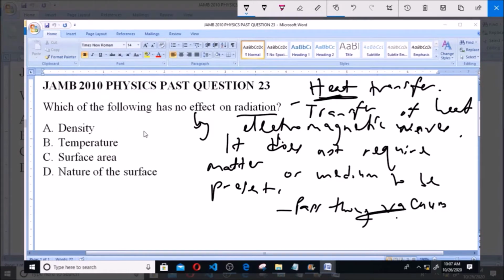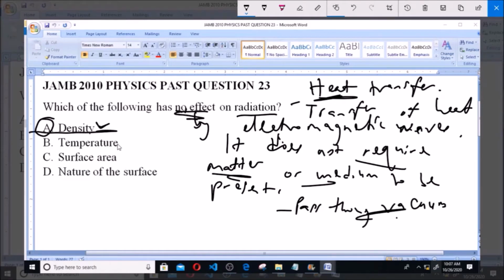Now it asks which of the following options does not have any effect on radiation. Option A says density. Density has no effect on radiation because, like we said, radiation does not require any material medium to be present. So the density of the material medium does not come into play, as the heat can be transferred through a vacuum. So density has no effect on radiation.